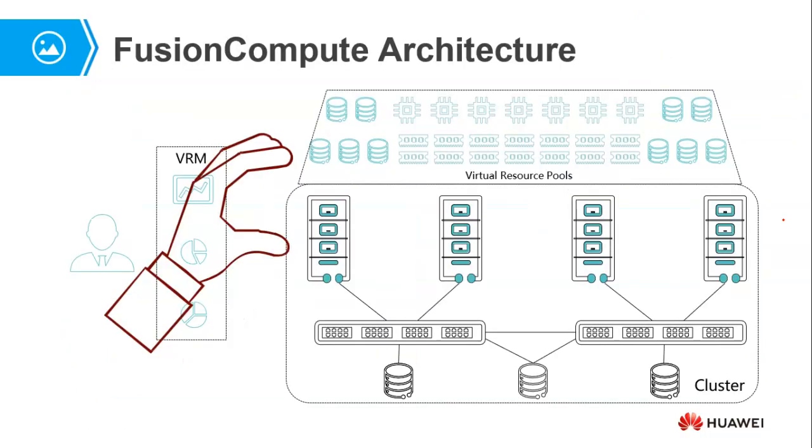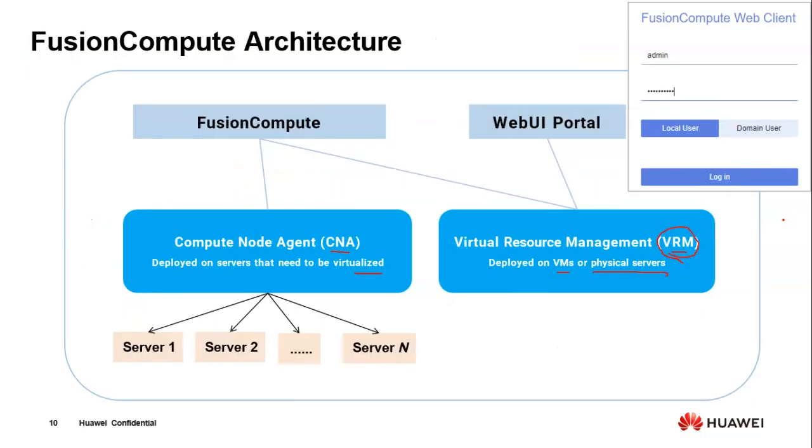That was my question. What is the difference between the CNA and VRM? The VRM is the interface to deploy the CNA after logging in. The CNA is deployed directly on servers. But the VRM is a virtualization interface for virtual machines or for physical servers.